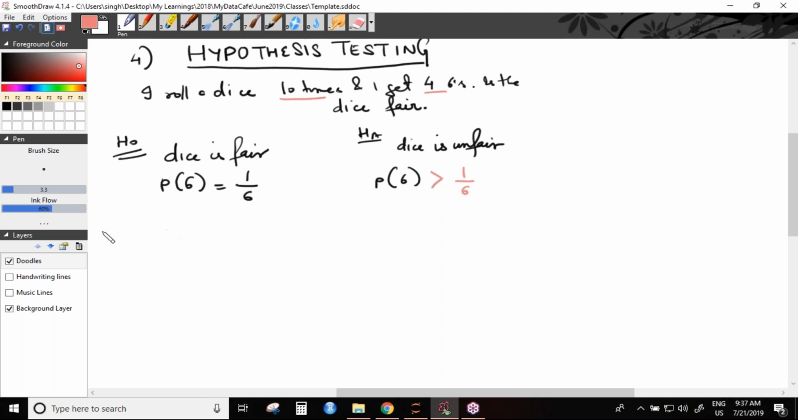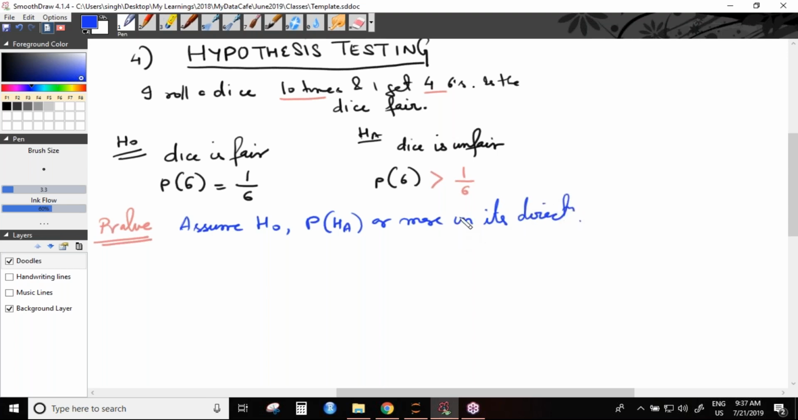Okay. Now I will calculate the p-value. What does that say? P-value says that you will assume the null to be true. Assuming the null hypothesis, you find the probability of the alternative, or more in its direction.